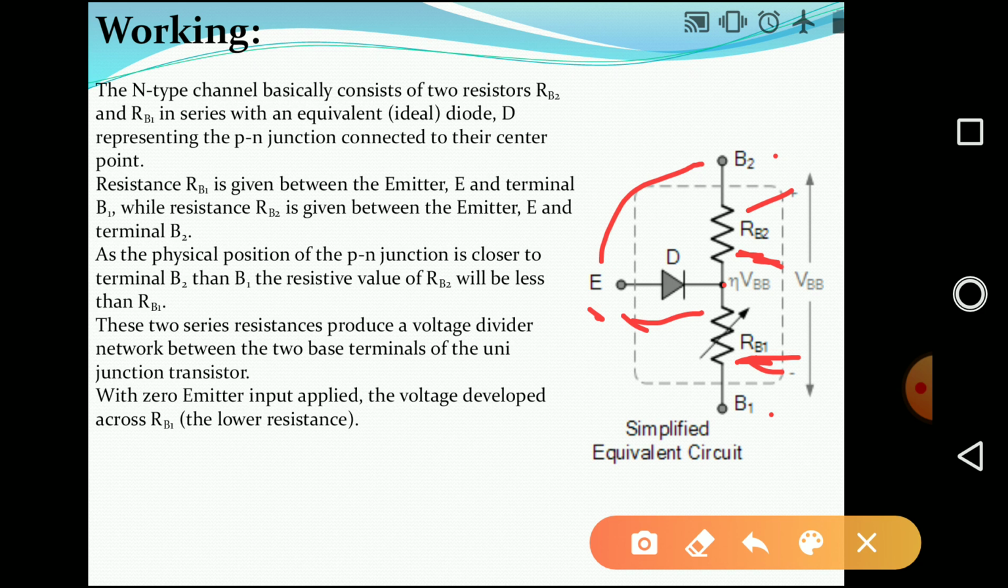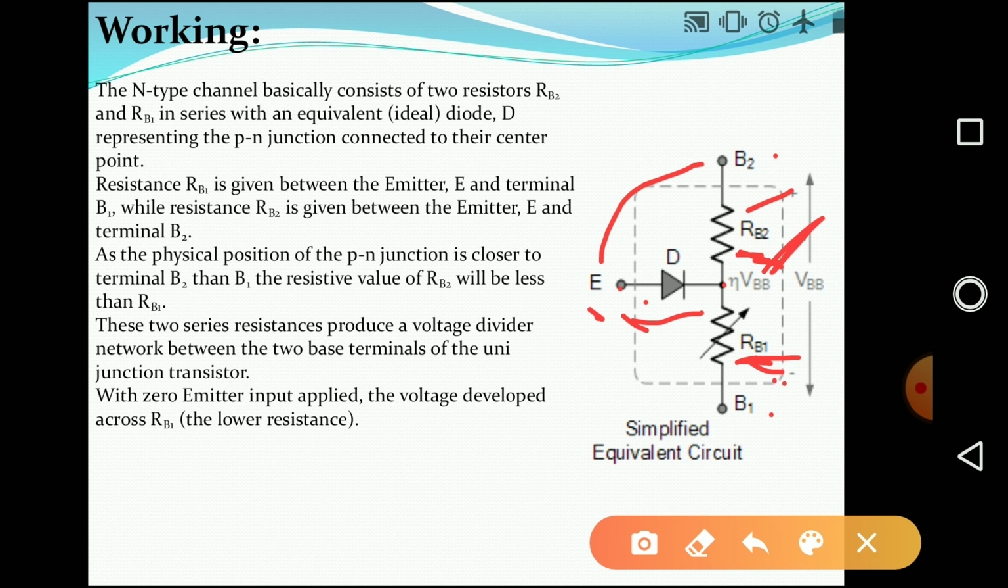The resistance RB1 is connected between the emitter and the B1 terminal, and the resistance RB2 is connected between the emitter and the B2 terminal. As the physical position of the PN junction is closer to terminal B2, that is, the emitter terminal is near to B2, the resistance value of RB2 will be less than RB1. So this value is always less than RB1, and RB2 is always constant and RB1 is a variable value.